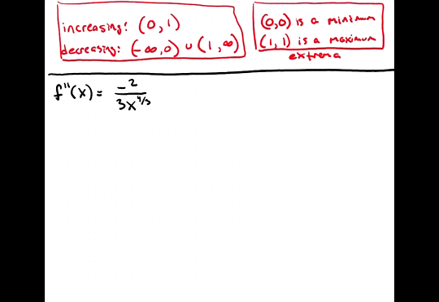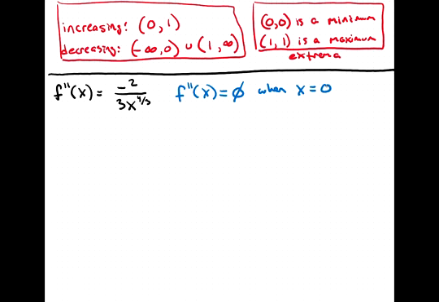Okay, so inflection points can occur when the second derivative is equal to 0 or undefined. And we know that the second derivative, f double prime of x, is never equal to 0, but it's undefined when x is equal to 0. So if you plug in a 0 on the bottom for x, you get negative 2 over 0, which is undefined. All right, so there's no inflection points because the second derivative is never 0.